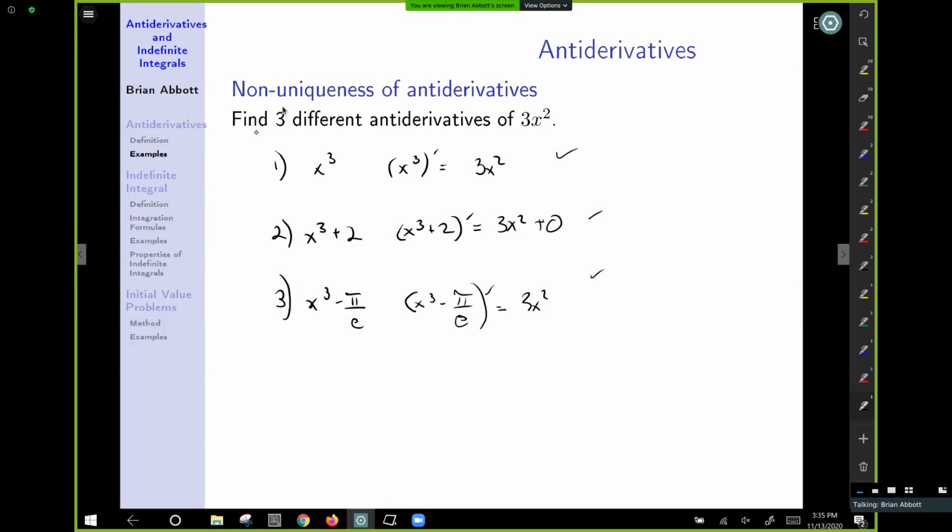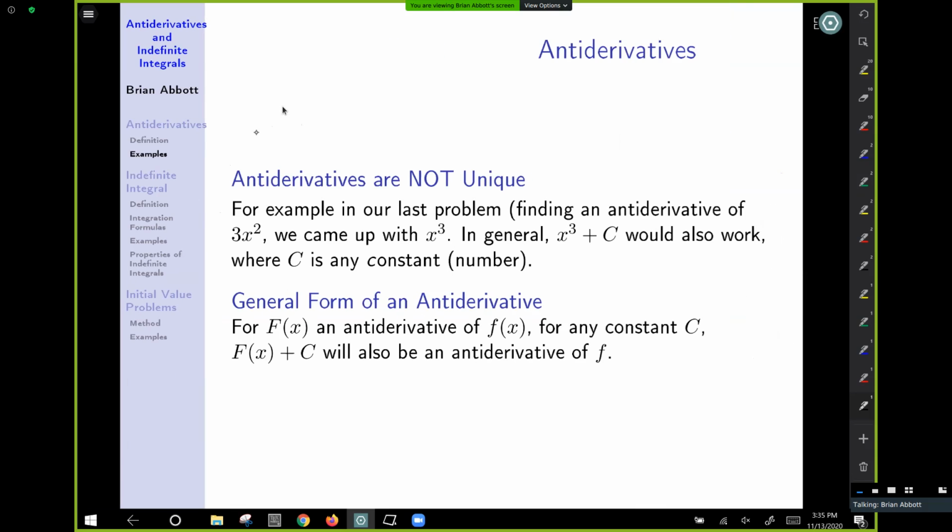So this was meant to introduce the idea that antiderivatives are not unique at all. There are lots of them. In fact, there are an infinite number of them, because you could tack any number on through addition and subtraction, which is what the next slide says.